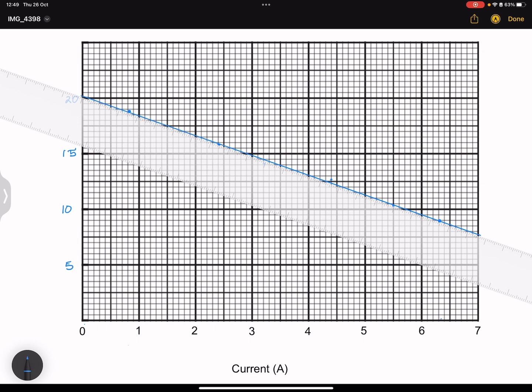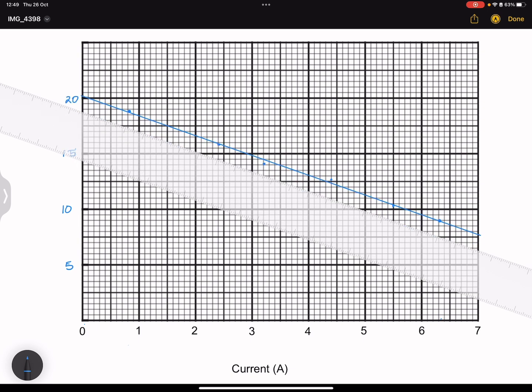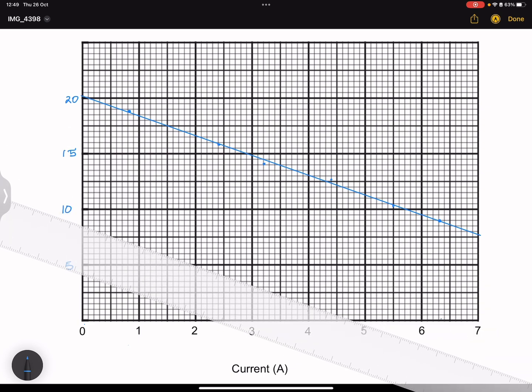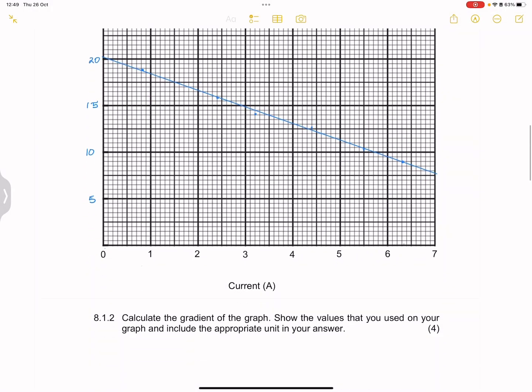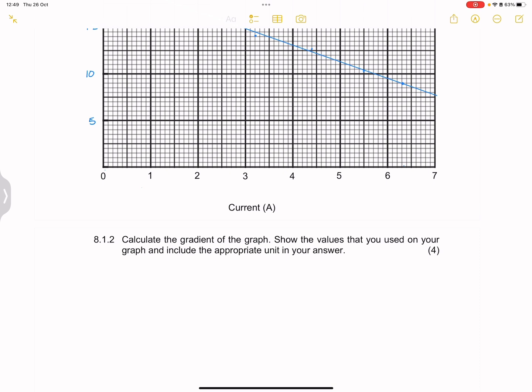Okay, so there is my graph. We can go on to the next question. Now they say to us, calculate the gradient of the graph. Show the values that you used in your graph and include the appropriate unit in your answer.